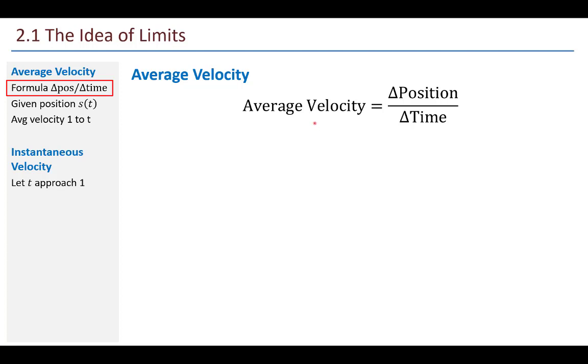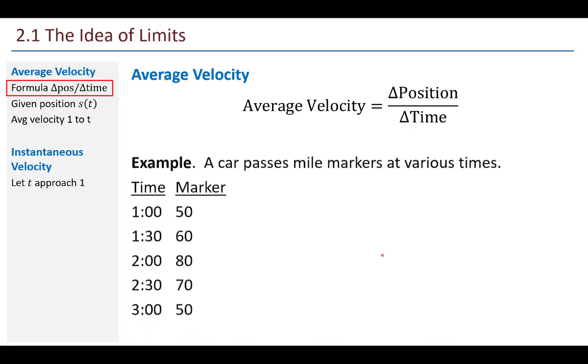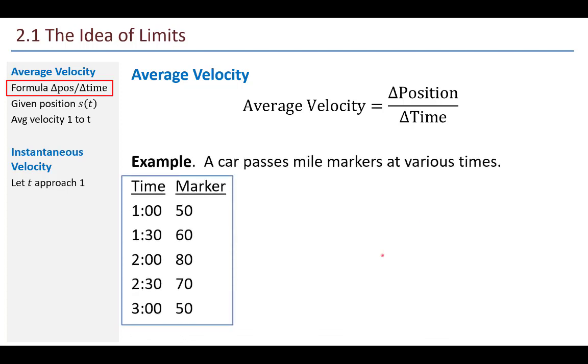Average velocity is defined as change in position over change in time. Here's an example. Suppose that a car passes mile markers at various times. You can see it starts at 1 o'clock, and then every half hour time goes by and ends at 3 o'clock. The mile markers that it passes at various times are also listed. You can see they increase, 50 up to 80, but then they also decrease, 80 back down to 50.